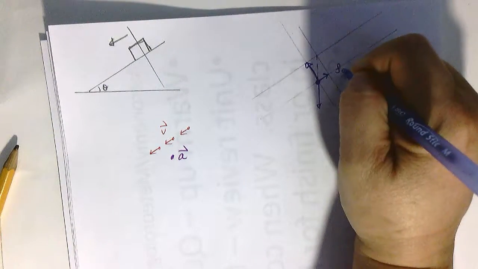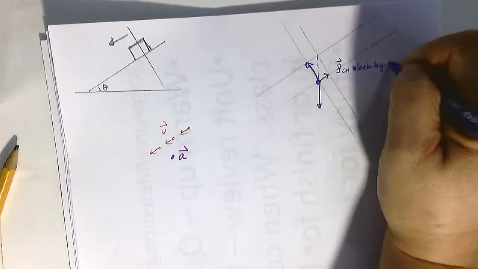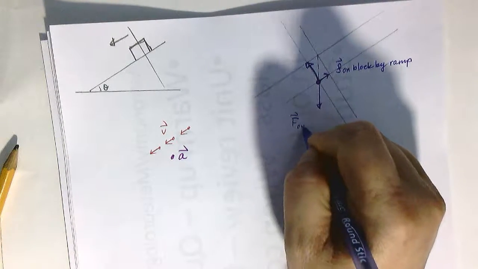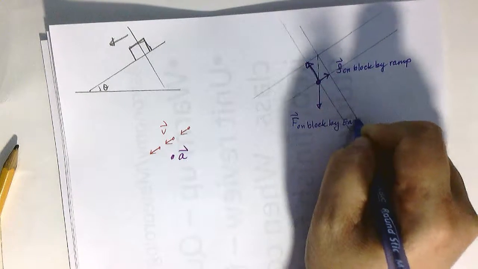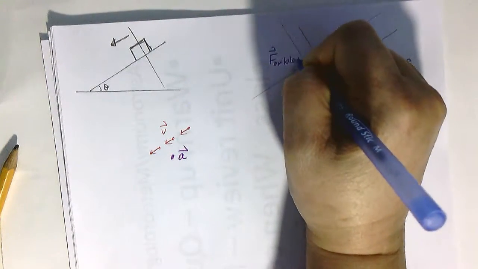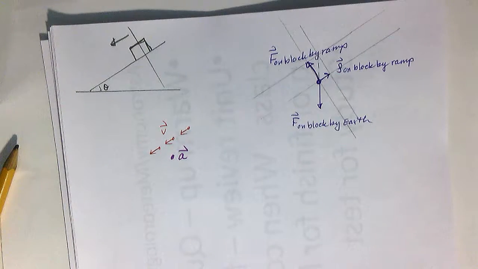So this is force on block by ramp. This is force on block by earth. And this is force on block by ramp. Okay? You may need to do this a couple of times until you figure it out.